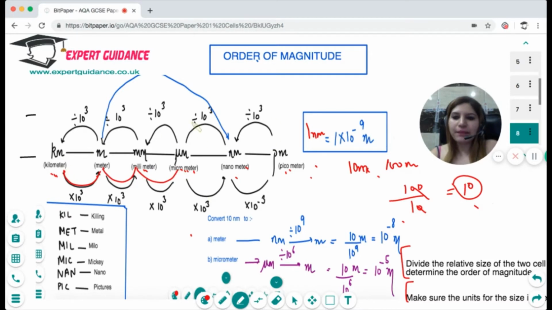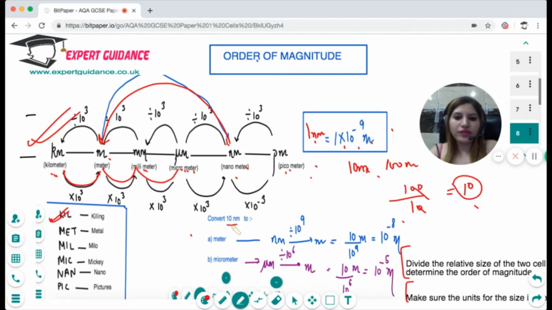So for example, if you need to convert nanometers into meters, you're going from here to here. So you will divide it by 10 to the power 9. Okay, so 1 nanometer is 1 times 10 to the power minus 9 meters. So you can remember this table, and this is a mnemonic to remember it.